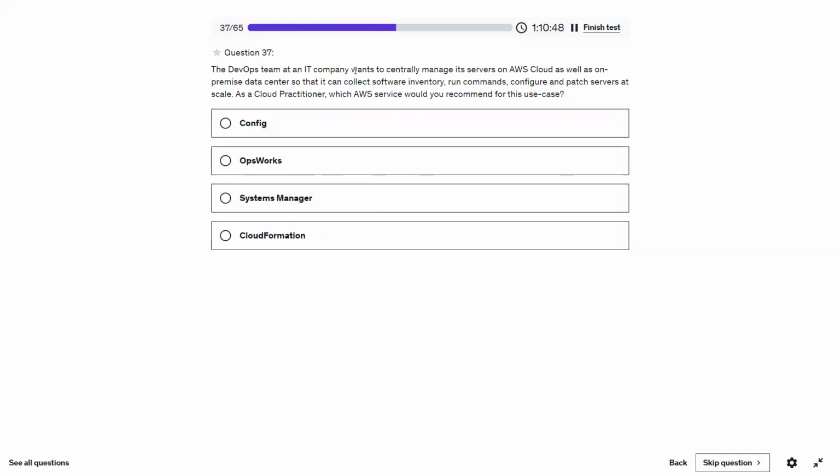A DevOps team at an IT company wants to centrally manage its servers. They want to manage the servers on the AWS cloud as well as in the on-premise data center so that they can collect software inventory, run commands, configure, and patch. So which AWS service would you recommend for this use case? Config, wrong. CloudFormation just creates the resources, but they are managing the cloud and the on-premise data center. OpsWorks is for deploying all kinds of this. So it looks like Systems Manager if you go with the elimination method.